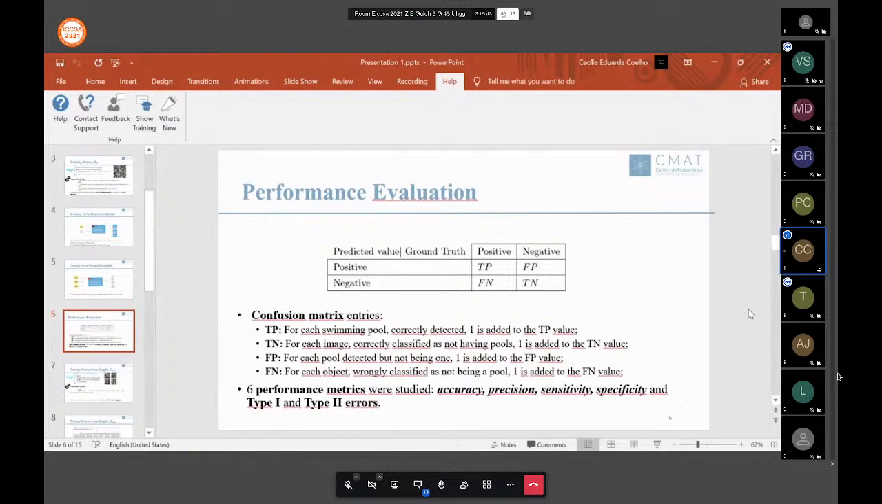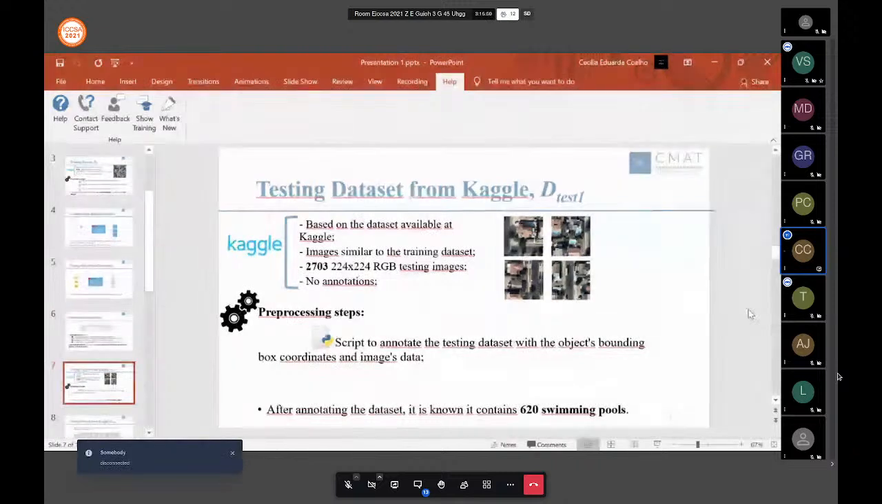With the entries of the confusion matrix, we were able to compute 6 performance metrics: accuracy, precision, sensitivity, specificity, and type 1 and type 2 errors. So the first testing set was based on the training data set we took from Kaggle.